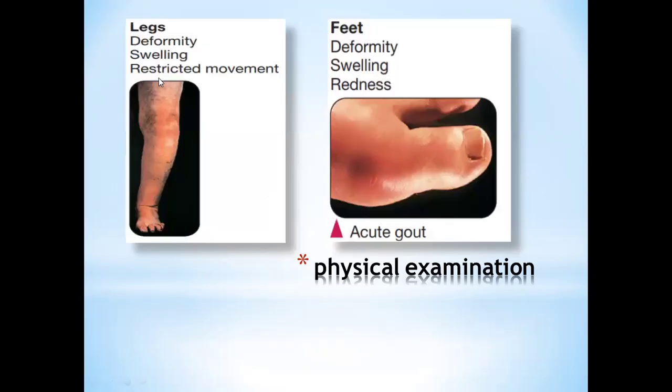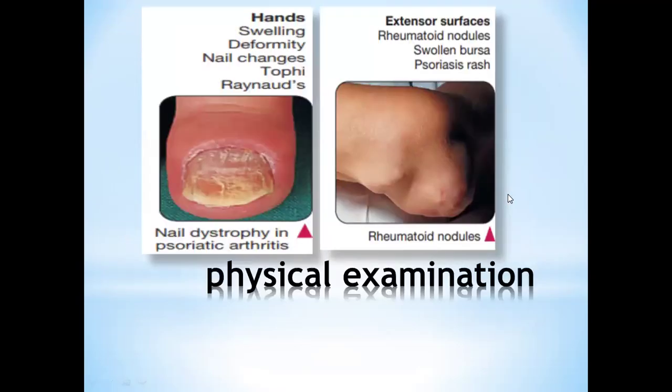You can see deformation of the legs, swelling and restricted movements. You can see affection of the feet, deformity, swelling, and redness, acute gout here. Nail dystrophy in psoriatic arthritis, and rheumatoid nodules in rheumatoid arthritis.